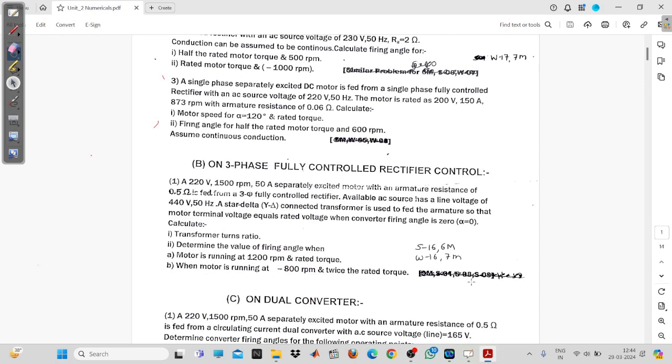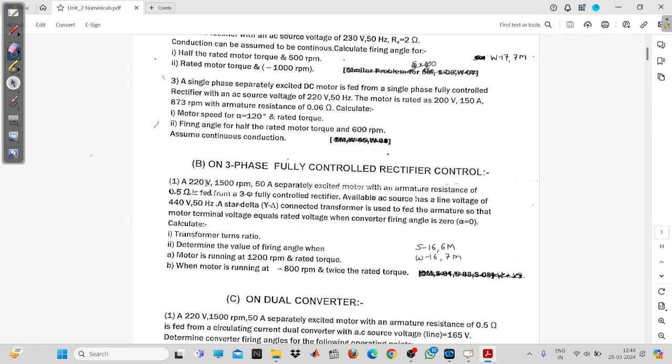So today we'll try to understand some numericals on three-phase fully controlled rectifier control. Basically in this question you can see you have a three-phase motor, and when you are going for three-phase, when the power rating is greater than 10 kilowatt, then in that case you will have to go for a three-phase fully controlled rectifier.